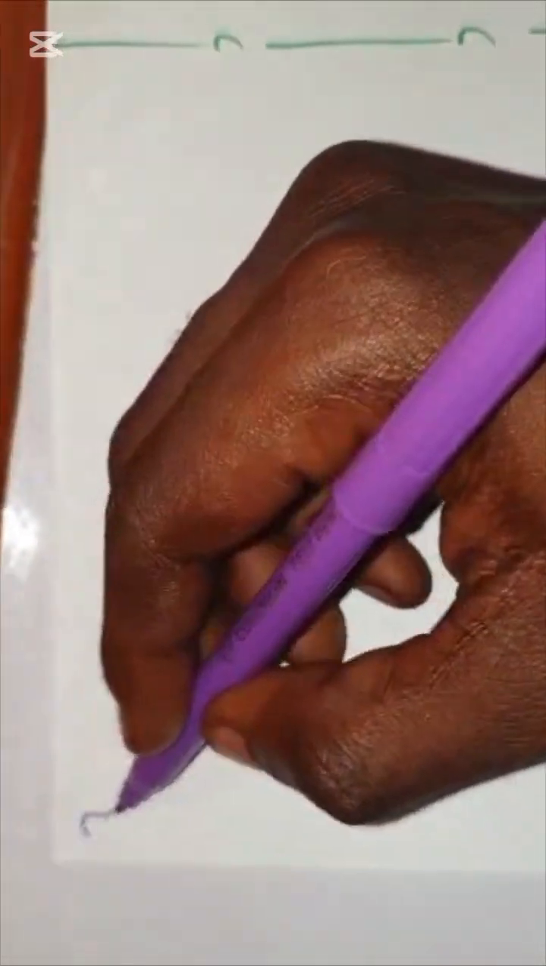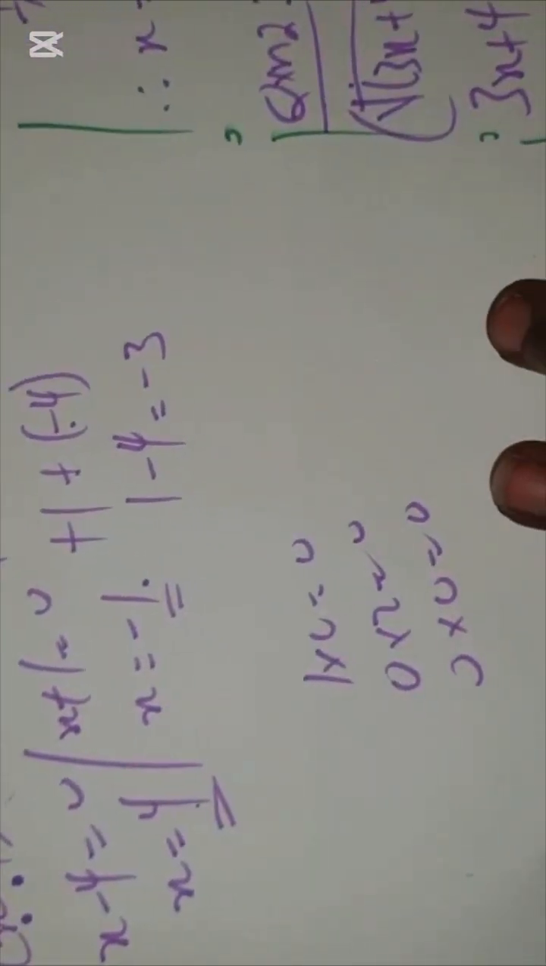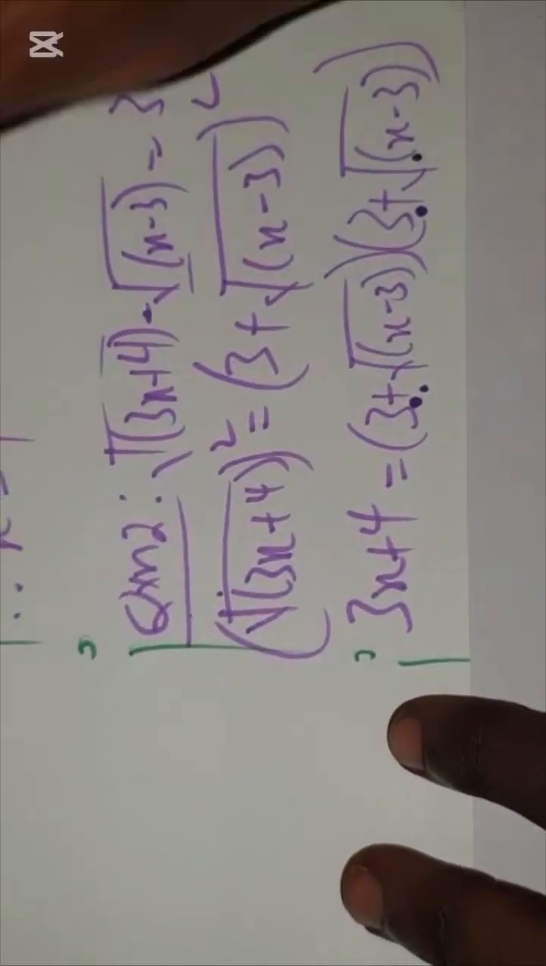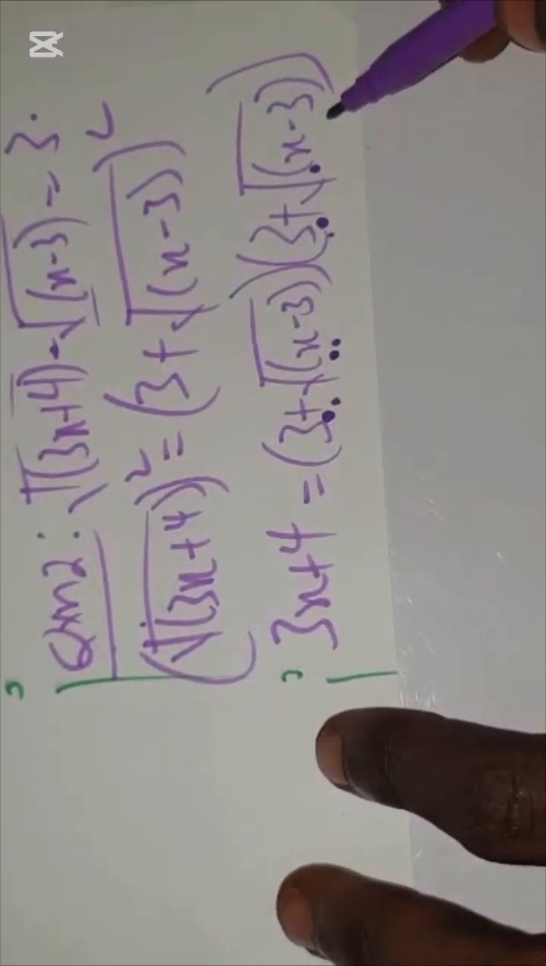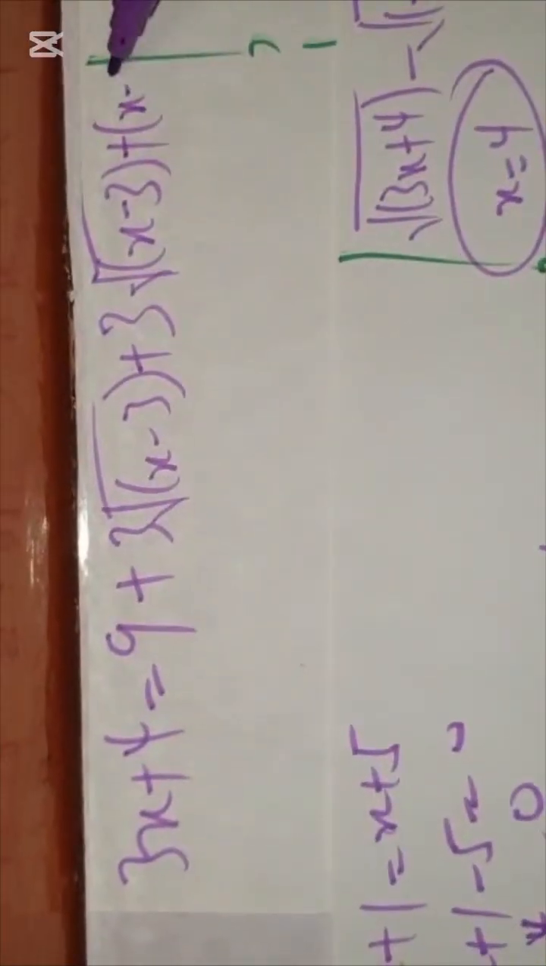So we continue from there. We have 3x plus 4 equals 3 times 3, which gives 9, plus 3 times root of x minus 3 gives 3 root of x minus 3, plus root of x minus 3 times 3 gives another 3 root of x minus 3, plus root of x minus 3 times root of x minus 3 gives x minus 3.